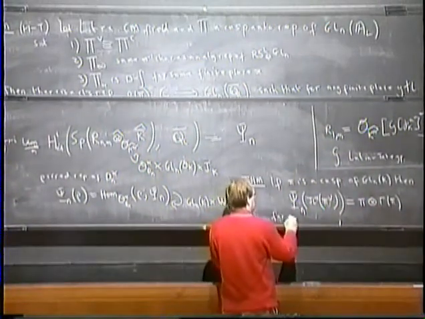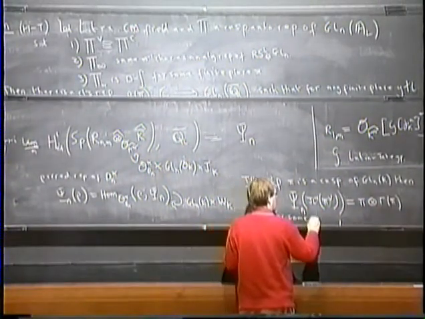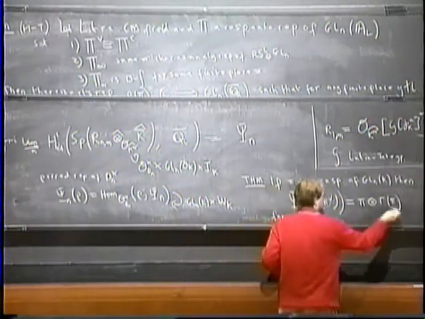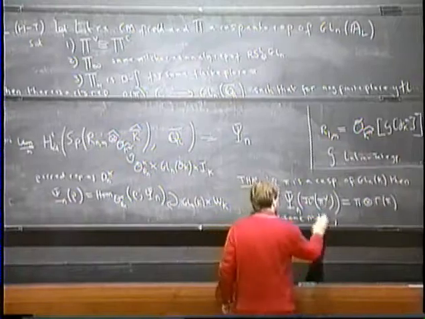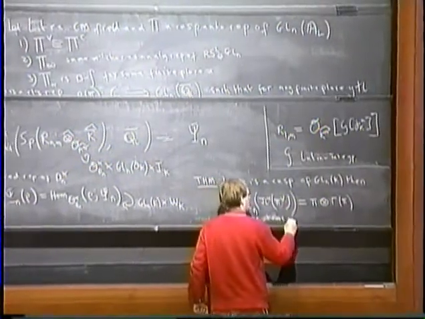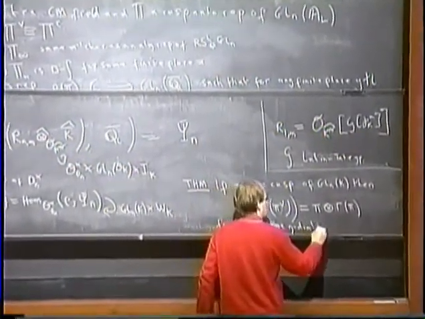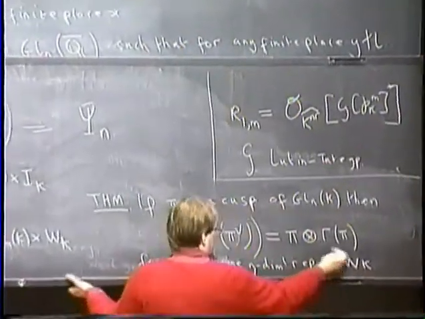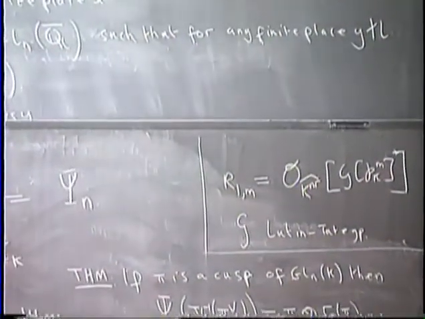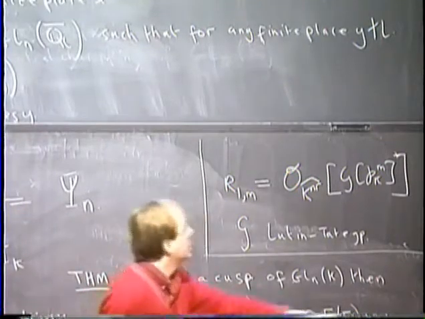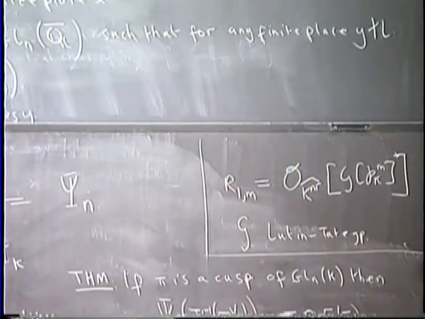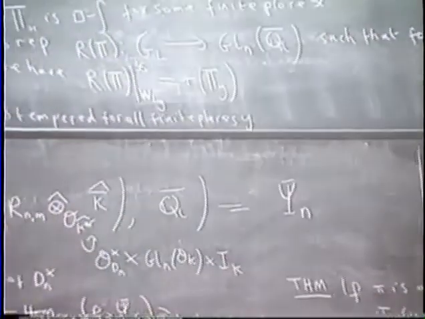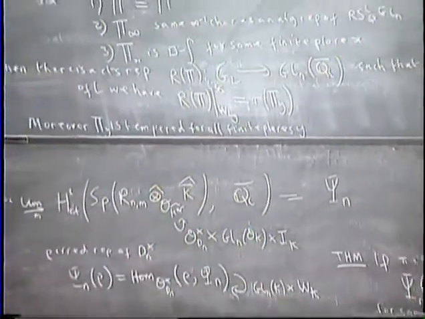Although these things should all be virtual, this is in fact a true n-dimensional representation of the Weil group of K. And that is how we initially define our correspondence and then show it's compatible with the global correspondence in this way, and then deduce it has the properties of the local Langlands correspondence.